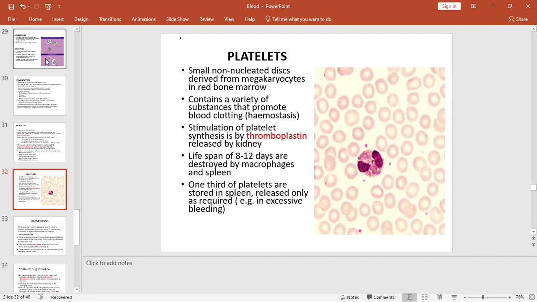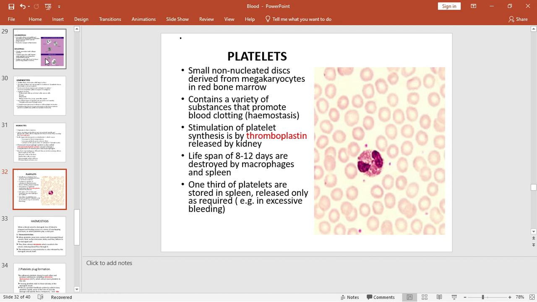So, we can quickly talk about platelets. We've been talking about the cell lines. We talked about the erythrocytes, we talked about the white blood cells or the leukocytes, and now we want to talk about the platelets. The platelets are small non-nucleated disc-like cells that are derived from the megakaryocytes in the bone marrow, which also come from the pluripotent cells. They contain a variety of substances that are useful in clotting, which is an important part of homeostasis, like we've already said.